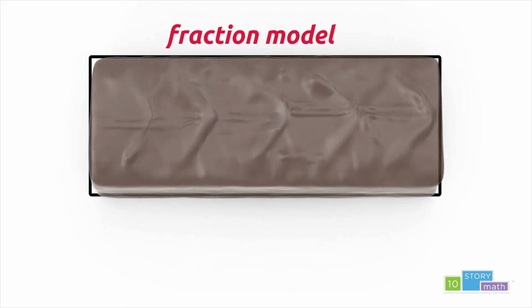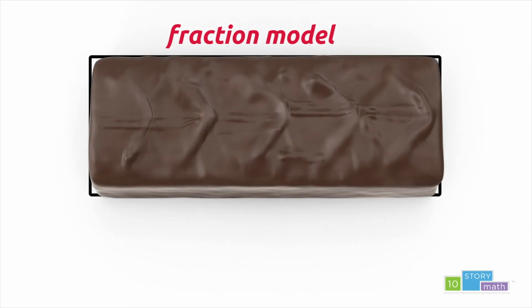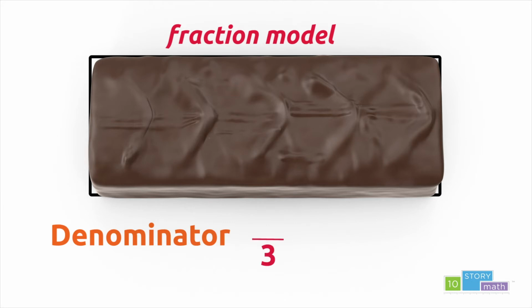Consider this fraction model. I like to think of it as a candy bar. Ooh, yummy. Unfortunately for you, I'm not going to give you the whole candy bar. You're going to need to break it into 3 equal parts. That means the denominator is 3. The denominator tells us how many parts to divide the whole into.